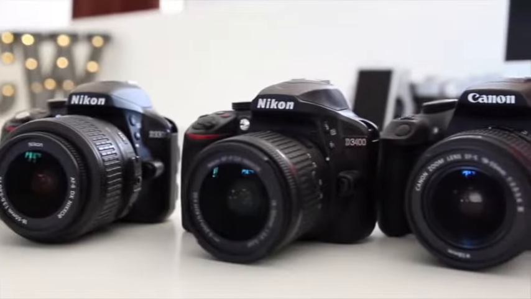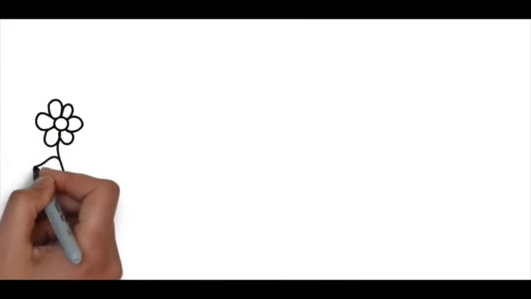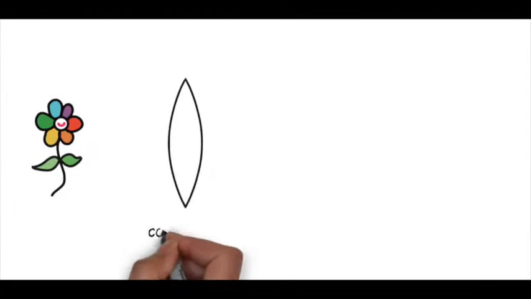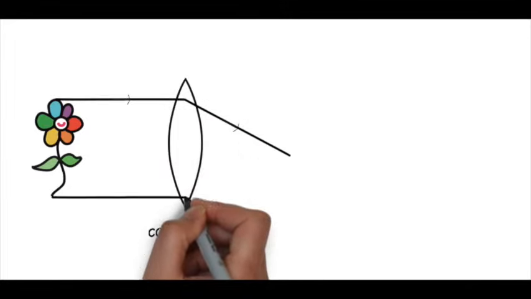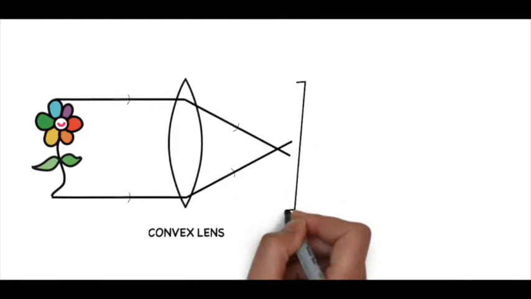Let us first understand how a camera works. Let us say there is a flower which we want to photograph. The light rays from the flower will fall onto the convex lens of the camera and it will converge behind the lens to form an image. This image will be formed on the sensor of the camera.